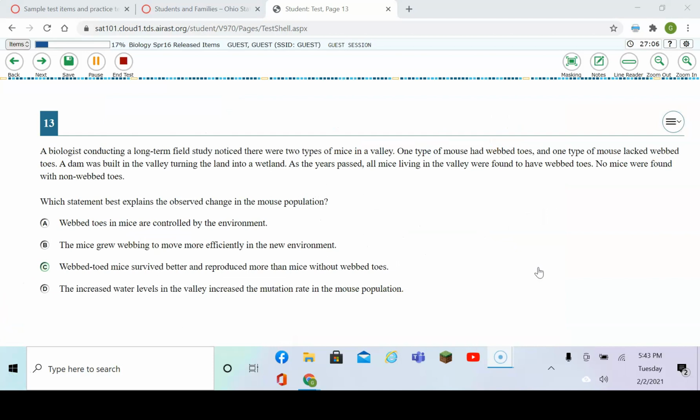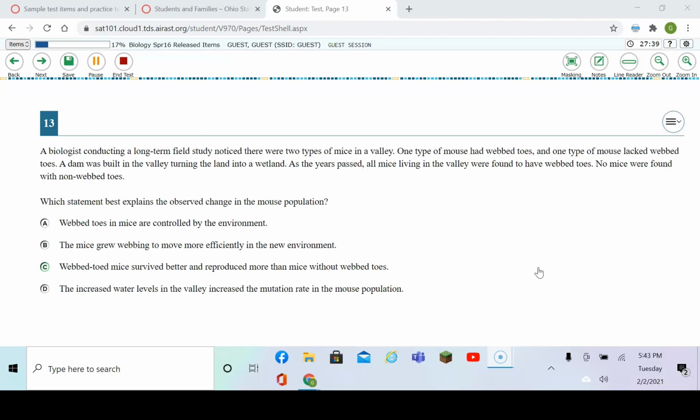Lucky question number 13. A biologist conducting a long-term field study noticed there were 2 types of mice in the valley. One type of mouse had webbed toes, and one type of mouse lacked webbed toes. A dam was built in the valley, turning the land into a wetland. As the years passed, all mice living in the valley were found to have webbed toes. No mice were found with non-webbed toes. Oh, this to me sounds like evolution, guys.